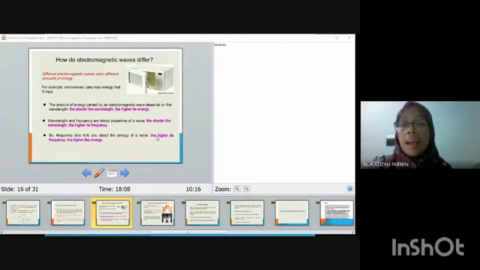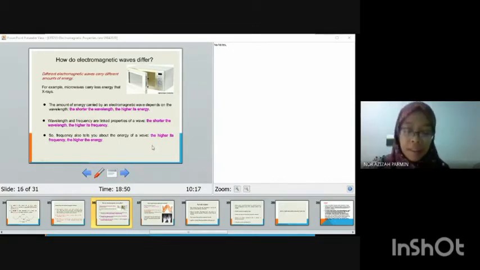Energy. So dia berkadar terus ke berkadar songsang? Berkadar songsang. So semakin pendek wavelength tu, semakin tinggi tenaga dalam electromagnetic waves. So wavelength and frequency are linked properties of wave. The shorter the wavelength, the higher the frequency. Okay? And number third, so frequency also tells you about the energy of a wave. The higher its frequency, the higher the energy.